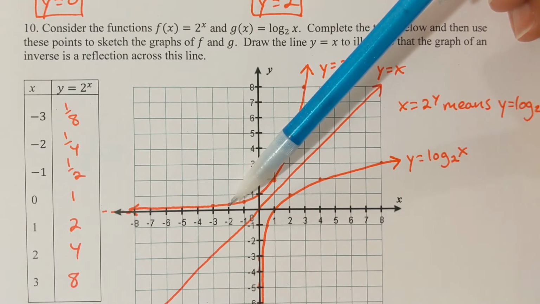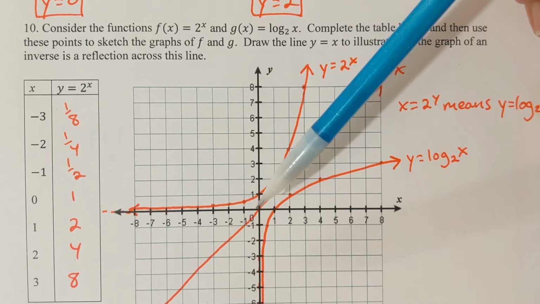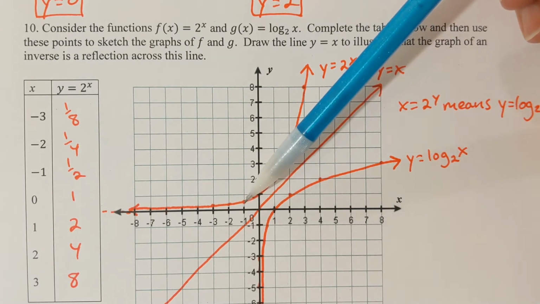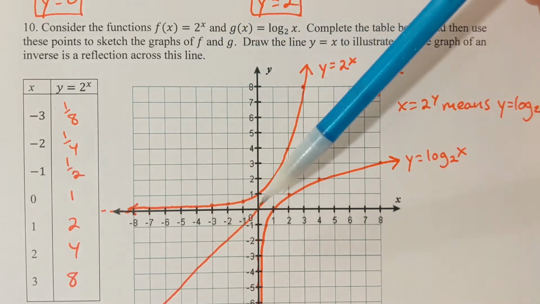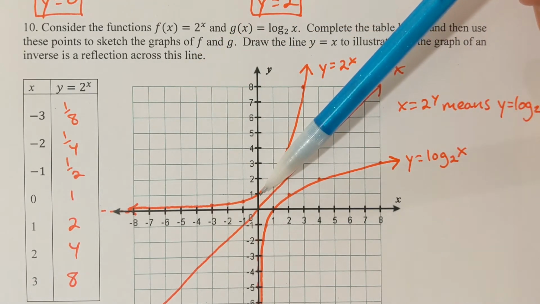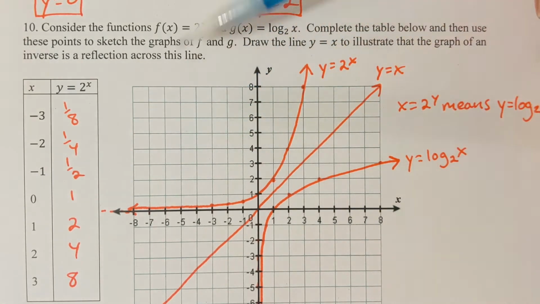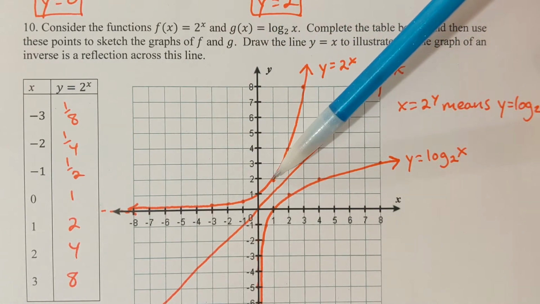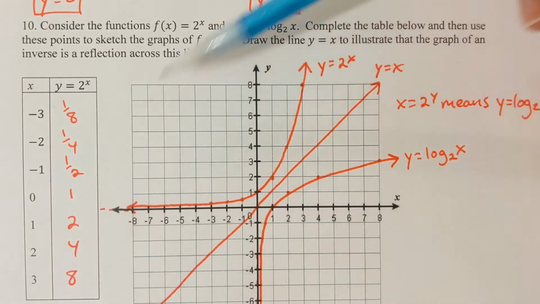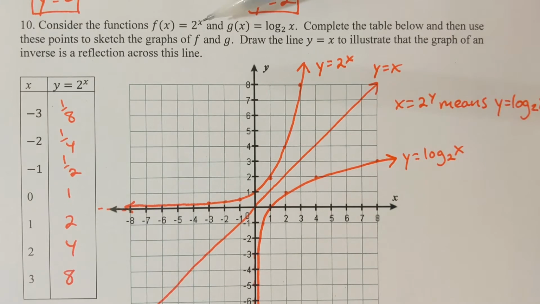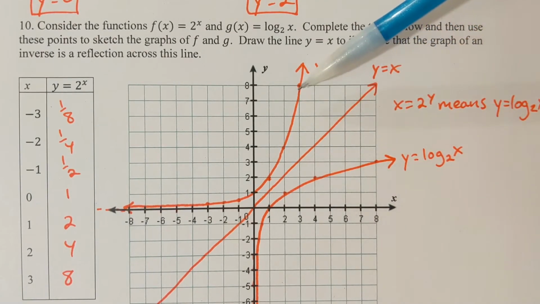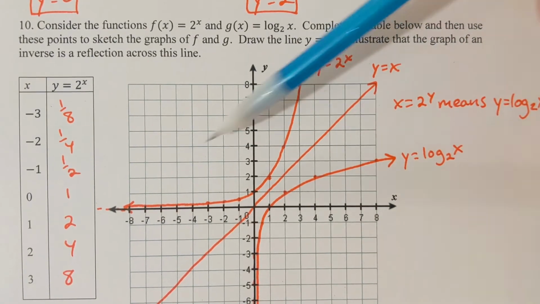If x is negative 1, 2 to the negative first is 1/2. Here's negative 1, 1/2 on the graph. If x is 0, anything to the 0 power is 1, so this curve is going to cross the y-axis at 0, 1. If x is 1, 2 to the first is 2. Here's 1, 2 on the graph. If x is 2, 2 squared is 4. Here's 2, 4 on the graph. And then if x is 3, 2 cubed is 8. Here's 3, 8 on the graph. Okay, and I can draw this curve then.